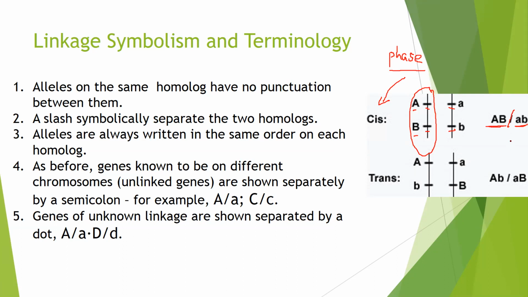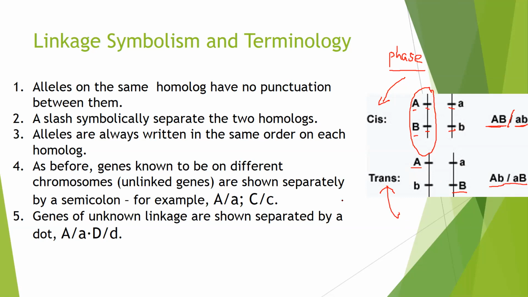So this is the new notation. If the phase of AB, big A and big B, little a and little b is known, we can use this notation. On the contrary, if the big A and the big B are on different chromosomes, we say their phase is trans phase, right? And we use very similar notation to represent this. So this is the new notation we're going to use from now on.